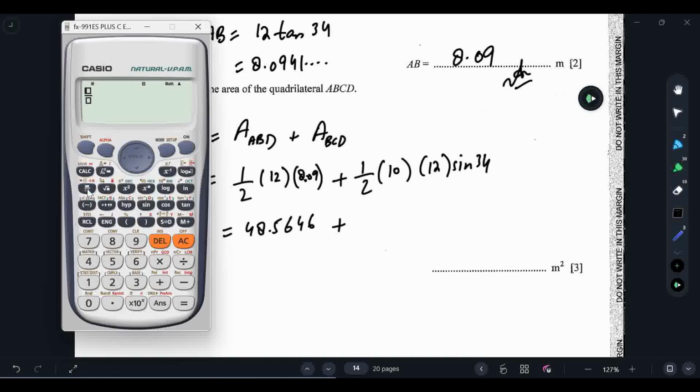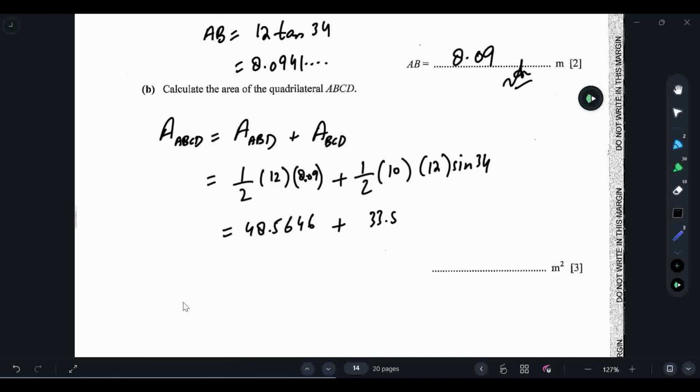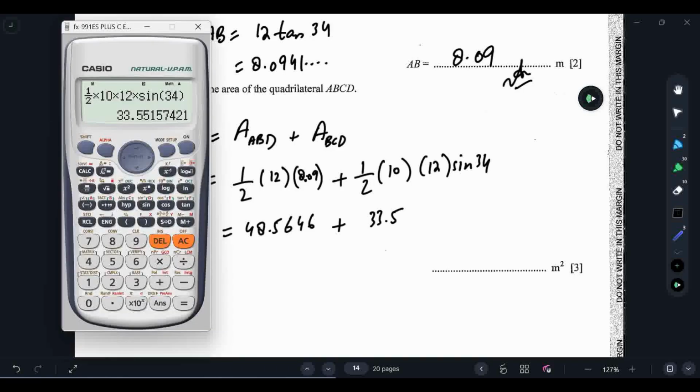So 1 by 2 multiplied by 10 multiplied by 12 multiplied by sine of 34. So this will be equal to 33.551. Now I have to show my working, so that is why, but on the calculator I will try to use the accurate values. Like over here you can see 1 by 2 10 into 12 sine 34. So use the calculator very wisely.